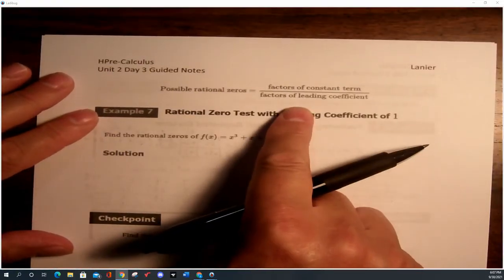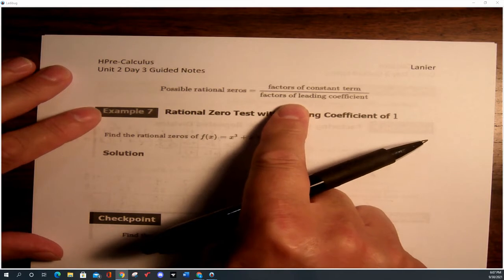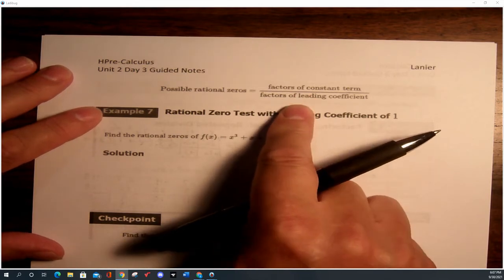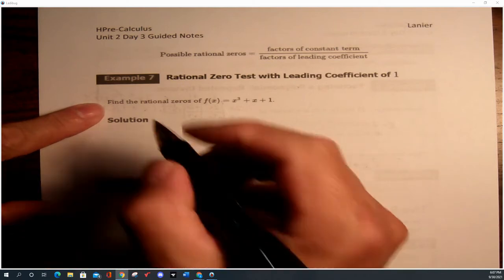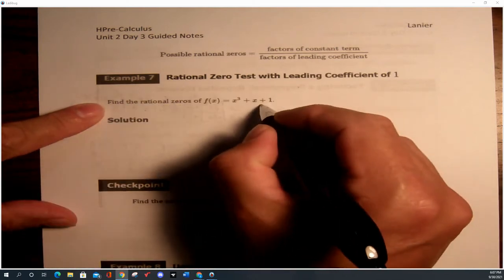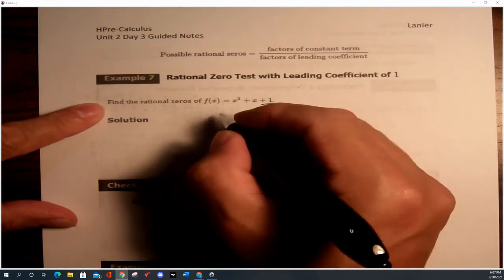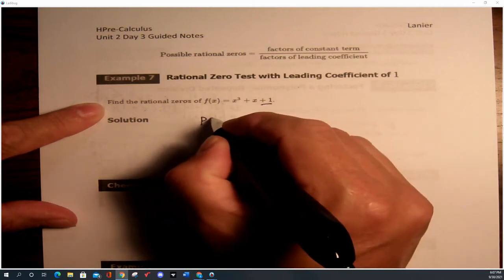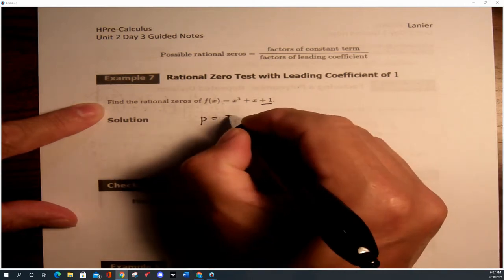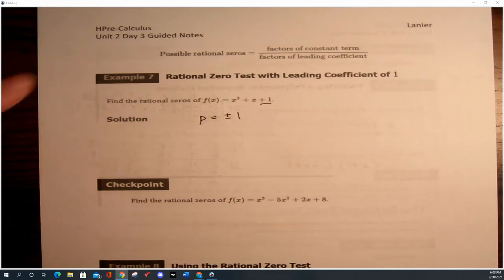Okay, and here you go. You see that again: possible rational zeros will be the factors of the constant term over the factors of the leading coefficient. So if I'm looking at example number 7, I see that I have a constant of 1. This is a really basic one, but that means P will be equal to only plus minus 1. Because think about this: positive 1 will divide into 1, so positive 1 is a factor of 1. Negative 1 will also divide into a positive 1, so negative 1 is a factor.